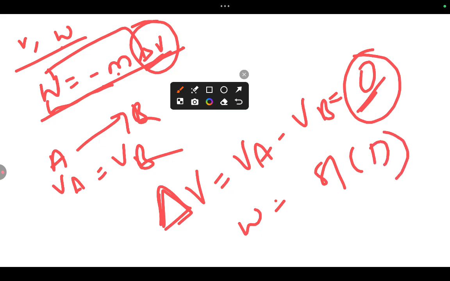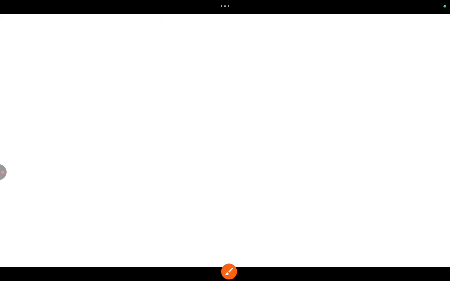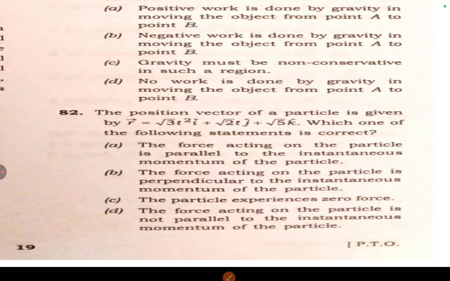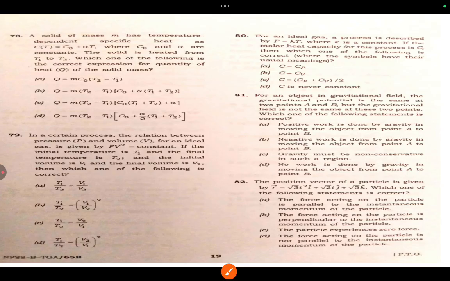And question number 82: the position vector of a particle is given by r equal to root 3 t square i plus root 2 t j plus root 5 k. Which one of the following statements is correct? So that's question number 82. So here is the answer for 82.